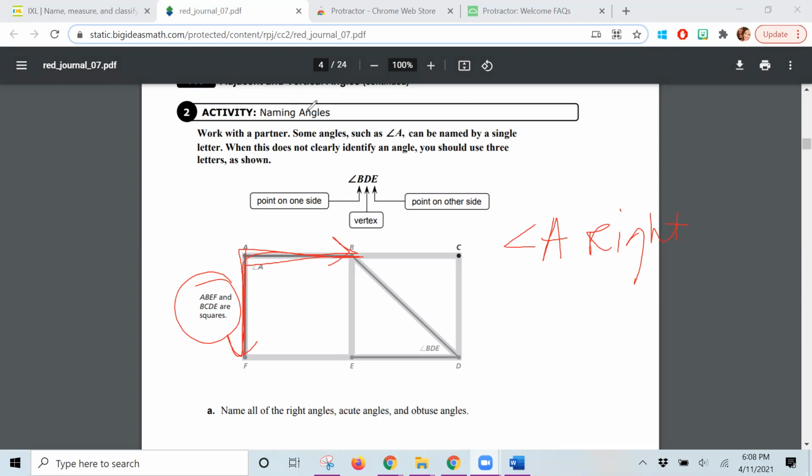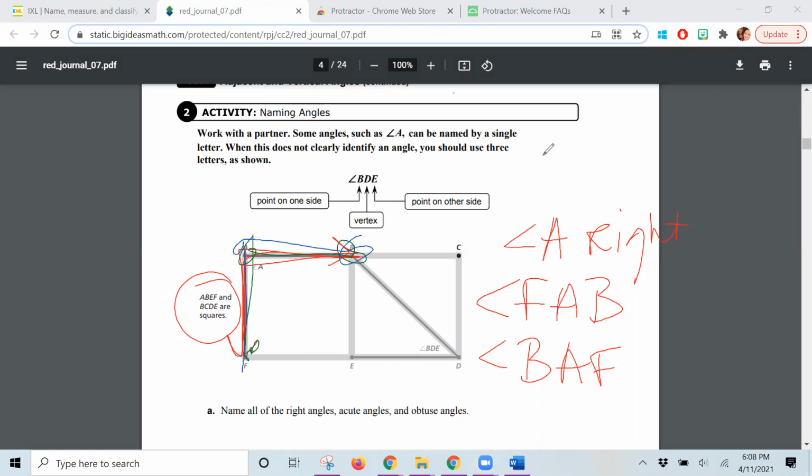Or if you didn't want to name it angle A, you could always name it angle FAB. Or you could name it BAF because it's going around the shape. So F, A, B. Or the other way, B, A, F. And so that's how we name angles.